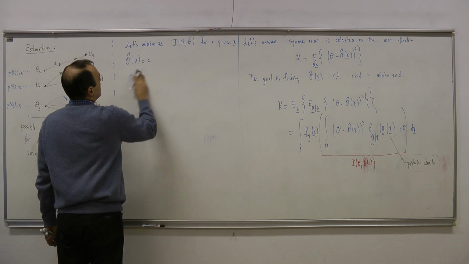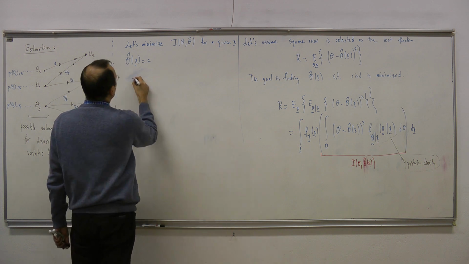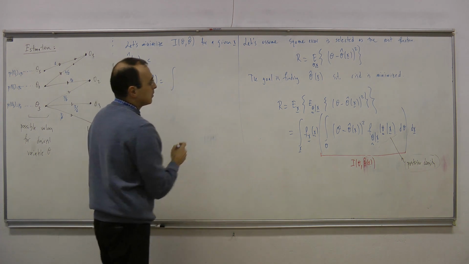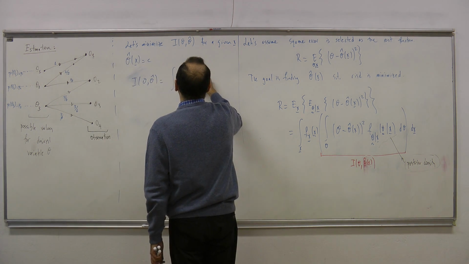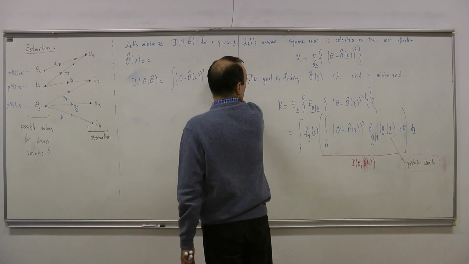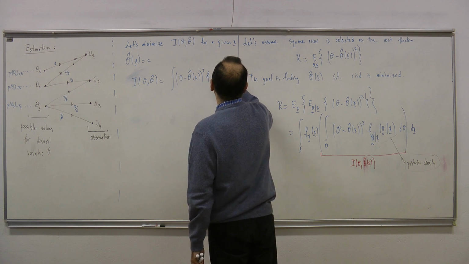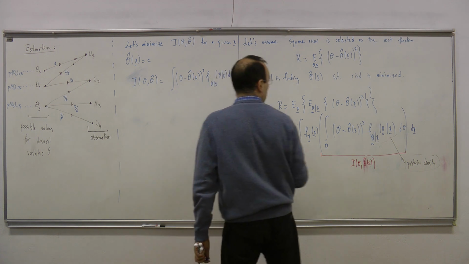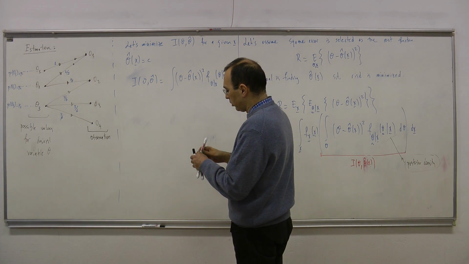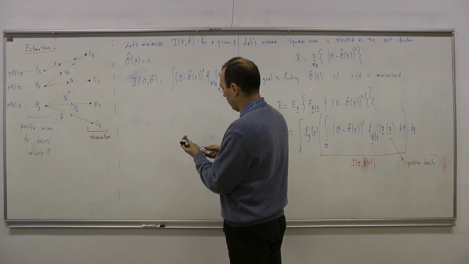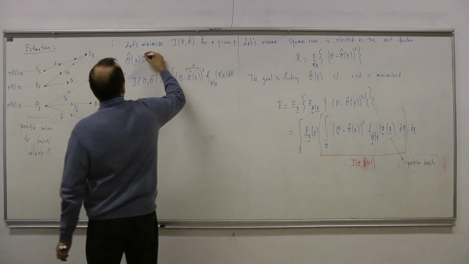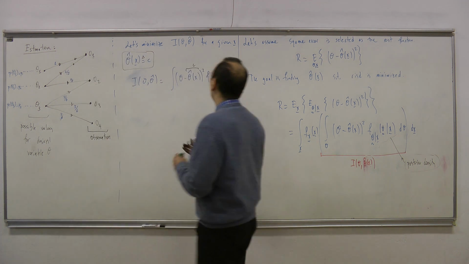So let me write this: I of theta hat is equal to the integral of theta minus theta hat of x, squared, f of theta given x, d theta. This part I want to call C, just for shorthand, because I don't want to write it again and again.